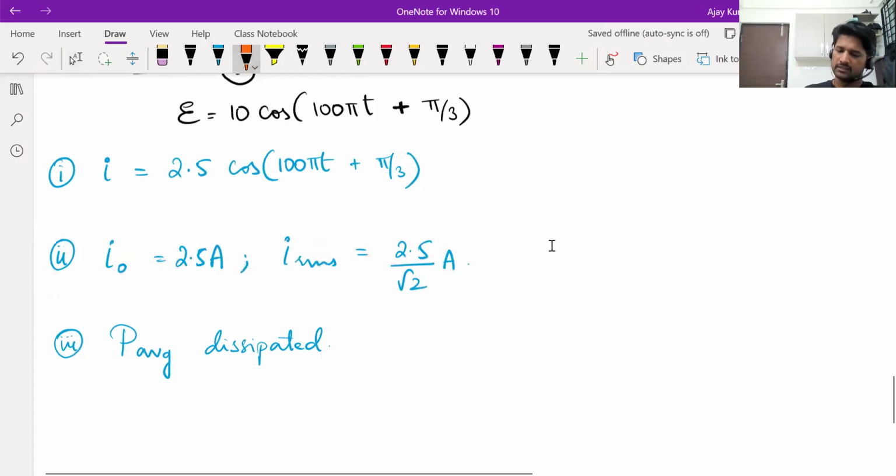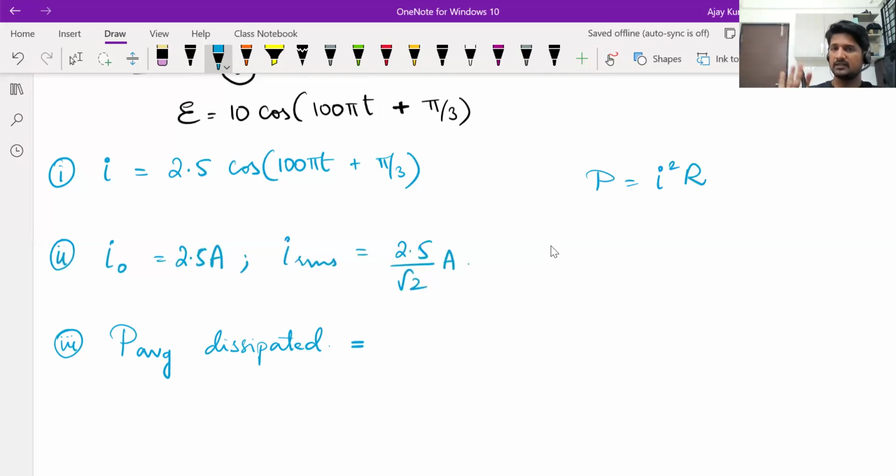Okay. Then average power dissipated by the resistor. Tell me the basic formula for power dissipated by a resistor. Sir, I square R. Yeah, in terms of current, you can take it as I square R. But if the current is varying, if it's an alternating current, what is the adjustment you will make to that formula? Power is I square R if the current is constant. If the current is variable, you have to take the effective current. That's all. So (2.5 by root 2) whole square multiplied with R. Simplify it, you will get the average power dissipated, and that will be in watts.